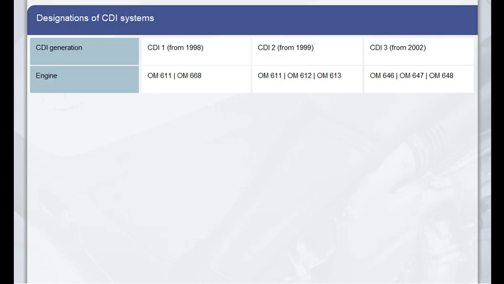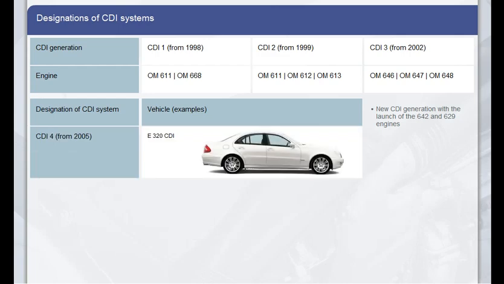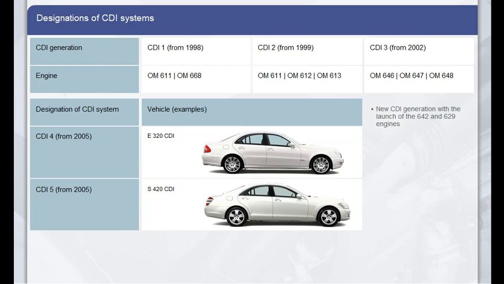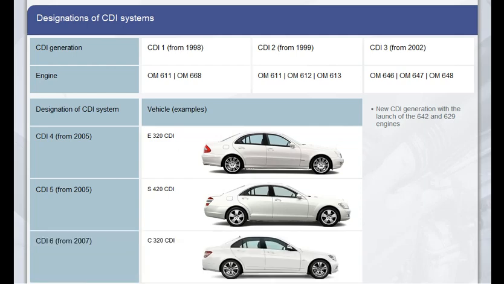The overview shows the previous generations of CDI engines at Mercedes-Benz. The introduction of the 642 and 629 engines launched a new generation of common rail diesel direct injection systems. Depending on the vehicle it is installed in, it is called the CDI-4 in the E320, the CDI-5 in the 221 series S-Class, and the CDI-6 in the 204 series C-Class.